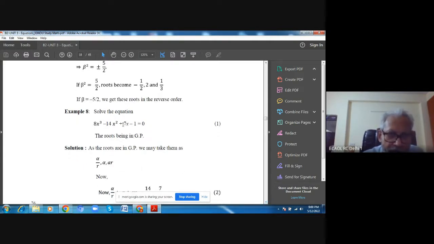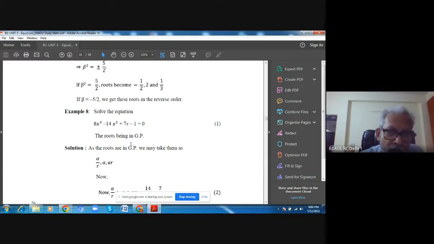Now the same thing another way: this equation is given and the roots become GP, geometric progression. So now you see, AP, then we have seen HP, now GP. In GP formation, we have to take the common ratio. Yesterday I told you, no? In AP and HP the case is a common difference, and here it is the common ratio.